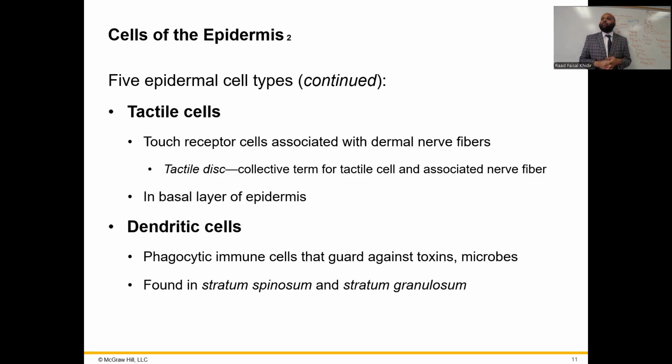How does that happen? The gated channels, remember we talked about gated channels? These gated channels are not leak channels. Leak channels are open all the time. Gated channels open upon stimulation. Some of them open due to heat stimulation. Others open due to ligand binding stimulation, like acetylcholine. And others open because of mechanical stimulation.